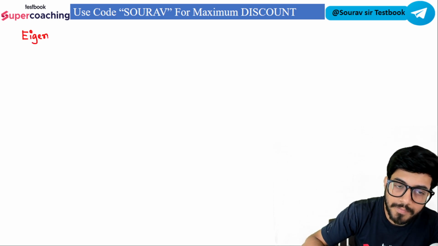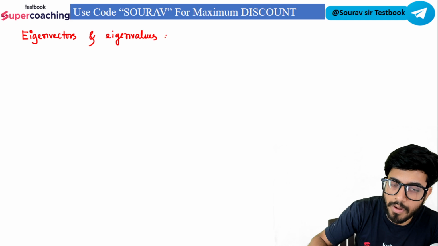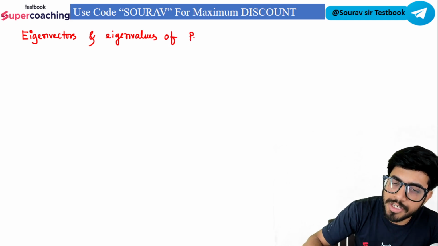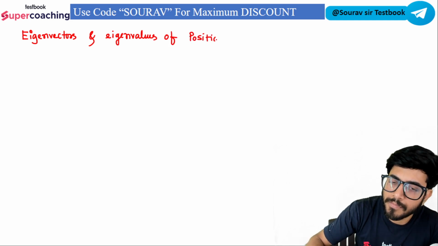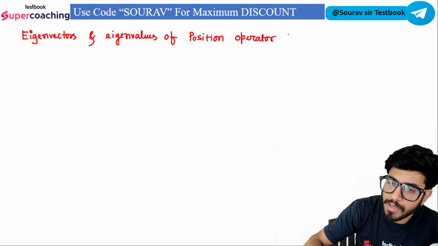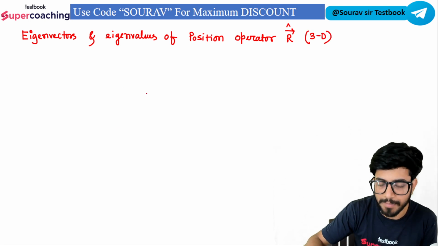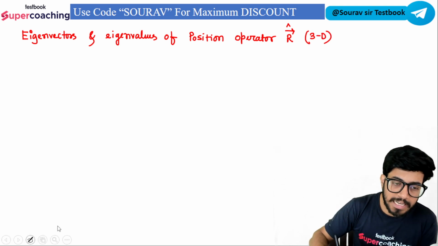Eigenvectors and eigenvalues of position operator, that is R vector cap 3D. Of course, we are talking about 3 dimension. So we know this thing in bracket notation.